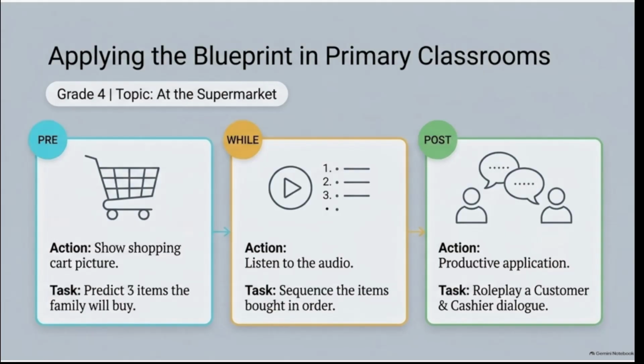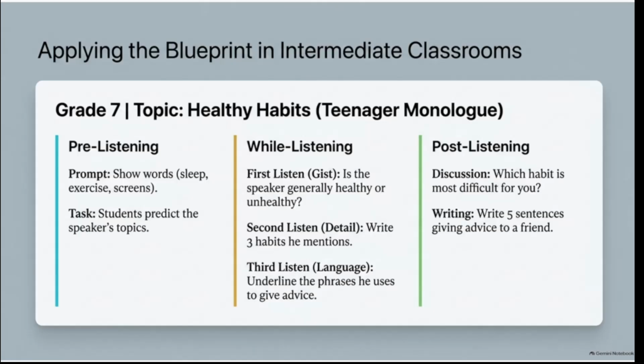The important point is that the 3 stages are connected. Students predict before listening, identify information while listening, and then use the language in a meaningful situation after listening. Applying the blueprint in intermediate classrooms. Now let's apply the same blueprint to an intermediate classroom. Our example is grade 7, with the topic healthy habits, using a teenager monologue.